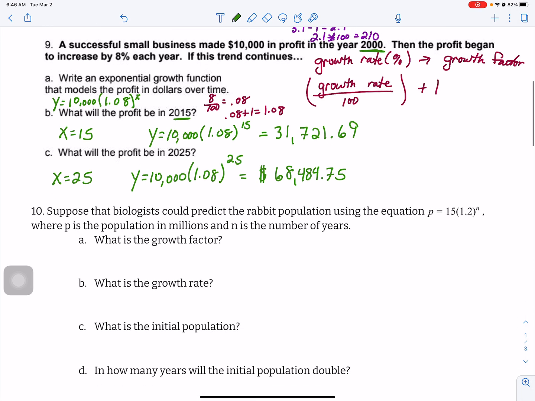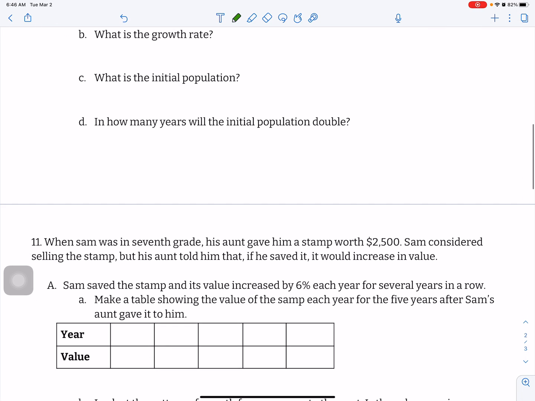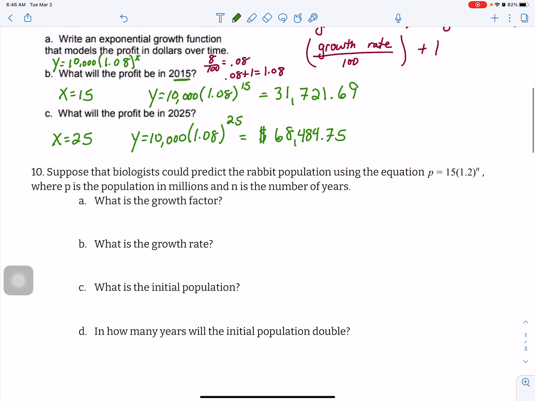So let's try one more. We have a couple different things here. On this one, again, I'm giving you an equation. We know that biologists could predict the rabbit population using this equation, where P is the population in millions and N is the number of years. So the growth factor, that's the one in my equation, is 1.2. For the growth rate, remember, I'm going to just subtract 1 and then multiply by 100 to get 20%.